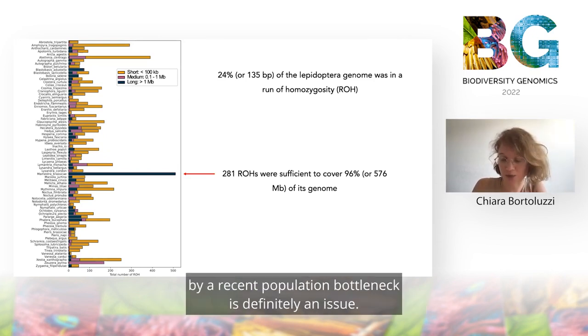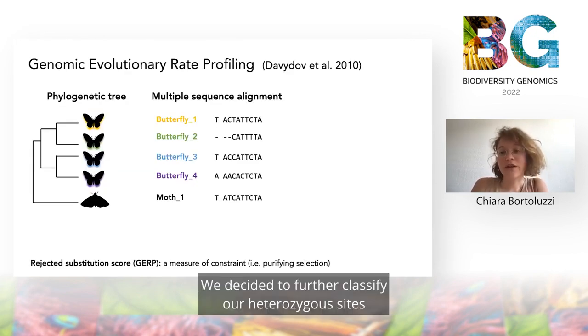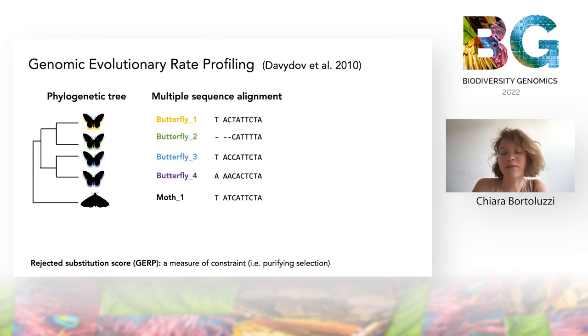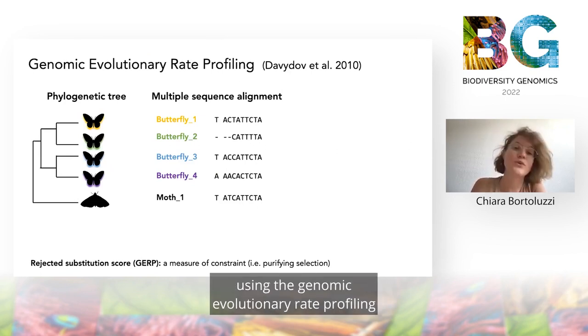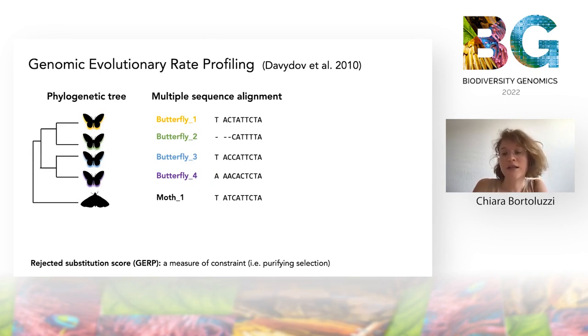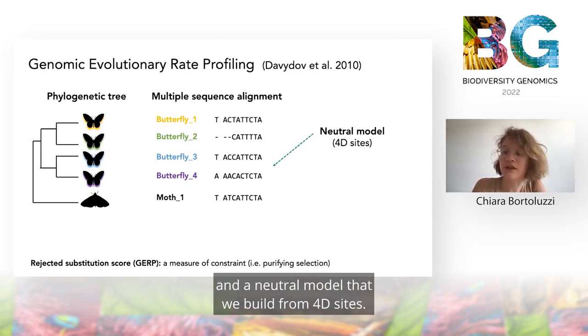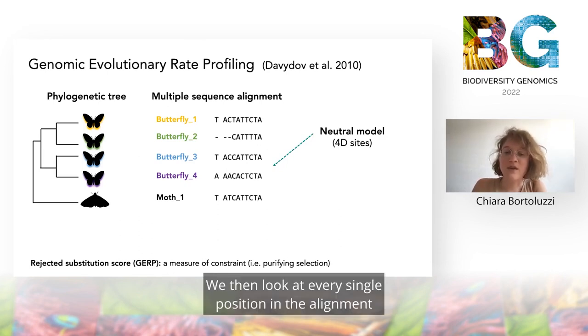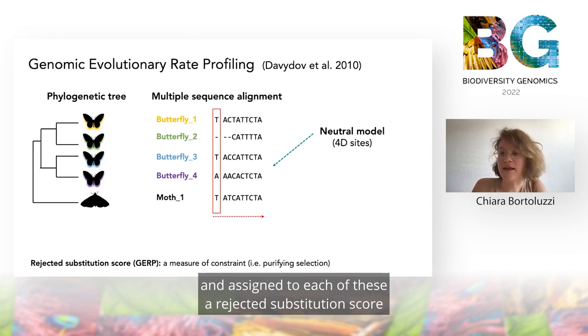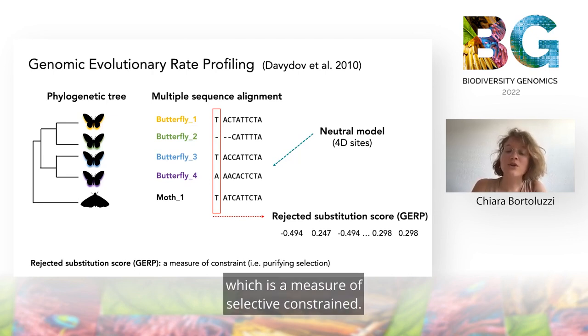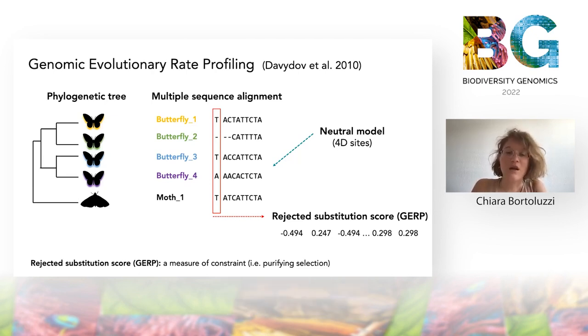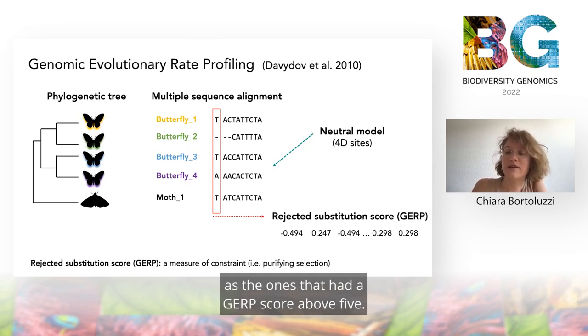We decided to further classify our heterozygous sites based on their phylogenetic conservation score using the genomic evolutionary rate profiling, GERP, developed by Davydov and colleagues in 2010. This approach relies on a phylogenetic tree, a multiple sequence alignment, and a neutral model that we built from 4D sites. We then look at every single position in the alignment and assign to each of these a rejected substitution score, called the GERP score, which is a measure of selective constraint. Based on this, we define deleterious alleles as the ones that had a GERP score above 5.